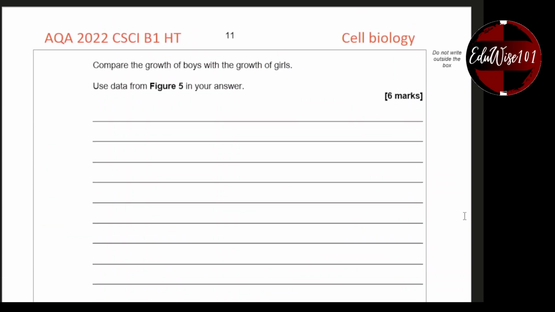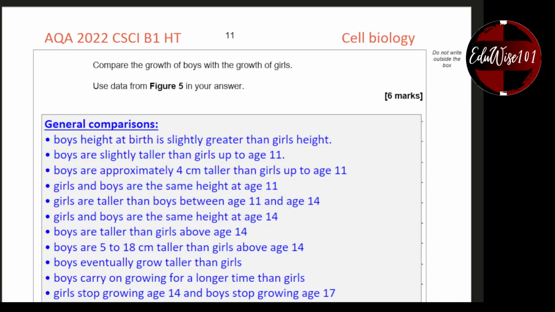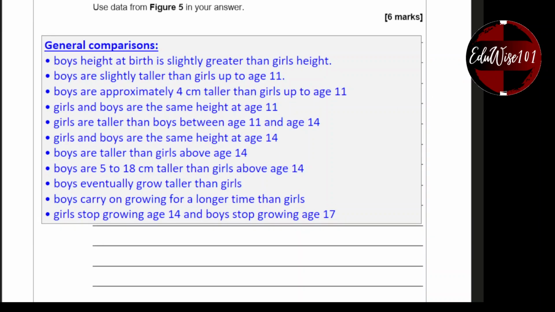So if I was to compare in general terms, here are the bullet points I would write. Obviously, you don't have to write all of these bullet points. About 4 of these bullet points is more than enough to get 4 marks. So boys' height at birth is slightly higher than girls' height. Boys are slightly taller than girls up to age 11. Boys are approximately 4 centimeters taller than girls up to age 11. Girls and boys are the same height at age 11 and 14. Girls are taller than boys between age 11 and 14. Girls and boys are the same height at age 14.